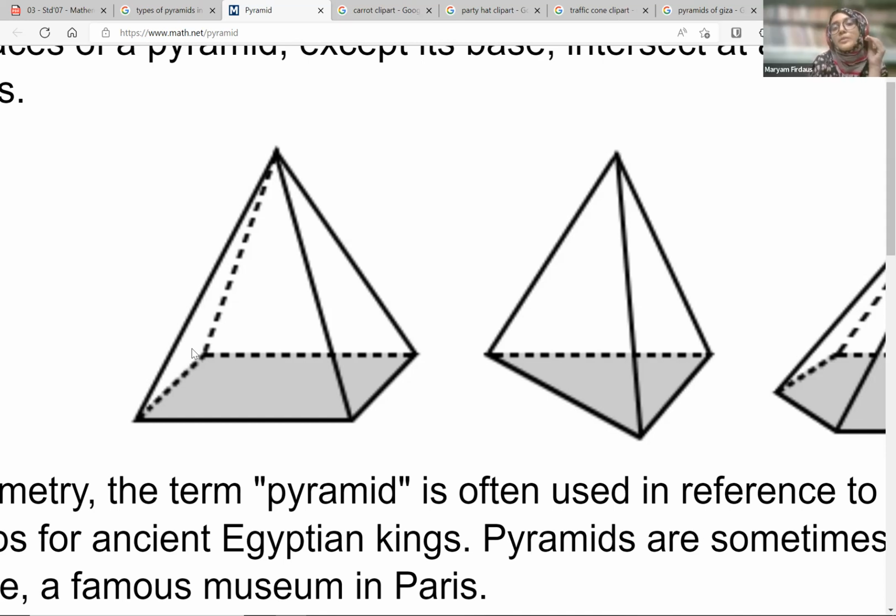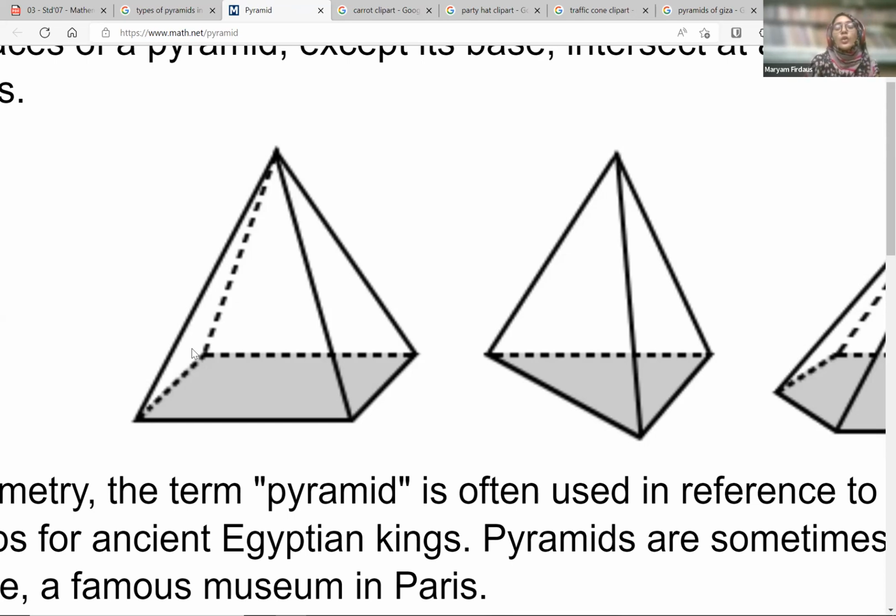So a square pyramid, what all shapes does it have? It has one square base and how many triangle faces? 4. Take a look at the triangular pyramid. It has one triangular base and how many triangular faces? 3, exactly. So now you understand what a pyramid is.